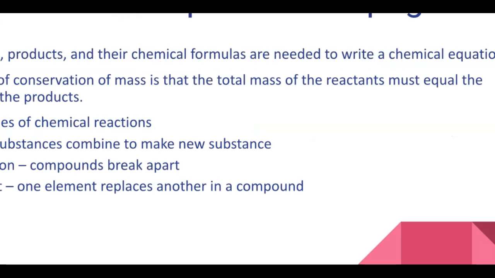All right, let's go through the review questions. Reactants and products are written out to form the chemical equation. For question 2, the principle of conservation of mass, or that law of conservation of mass, says that the total mass of the reactants must equal the total mass of the products. Question 3 wanted to know what the three categories of chemical reactions are, and that's your synthesis, decomposition, and replacement.